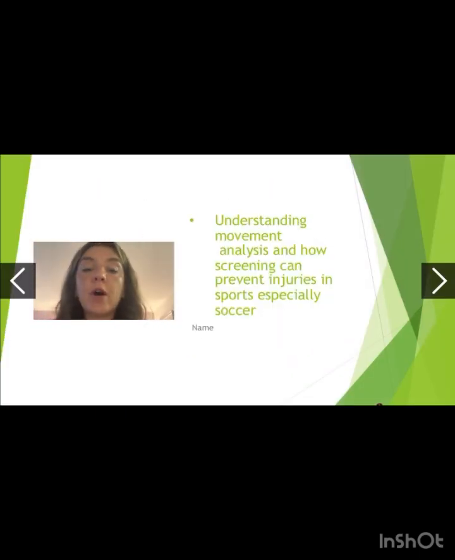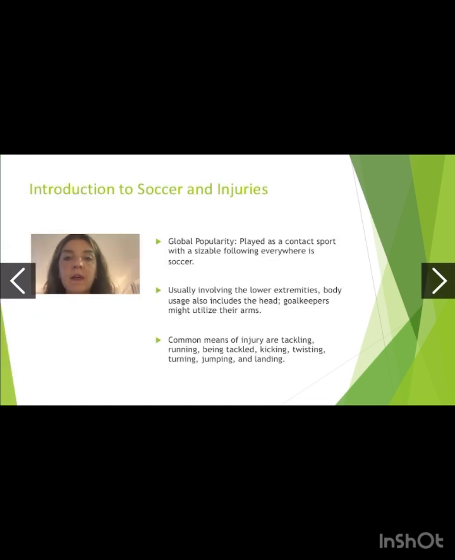Today I'm going to talk about understanding movement analysis and how screening can prevent injuries in sport. I will be talking about the main injuries and the need of mobility screens in injury prevention for a case study of a 20-year-old female soccer player.